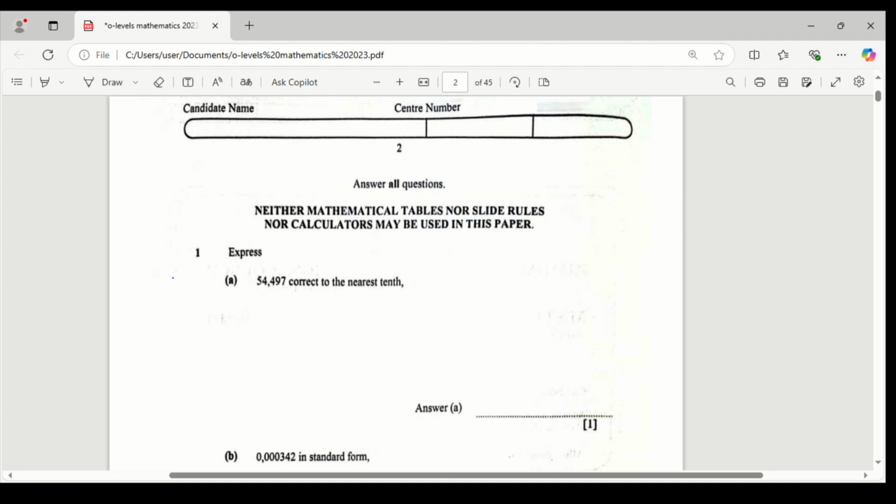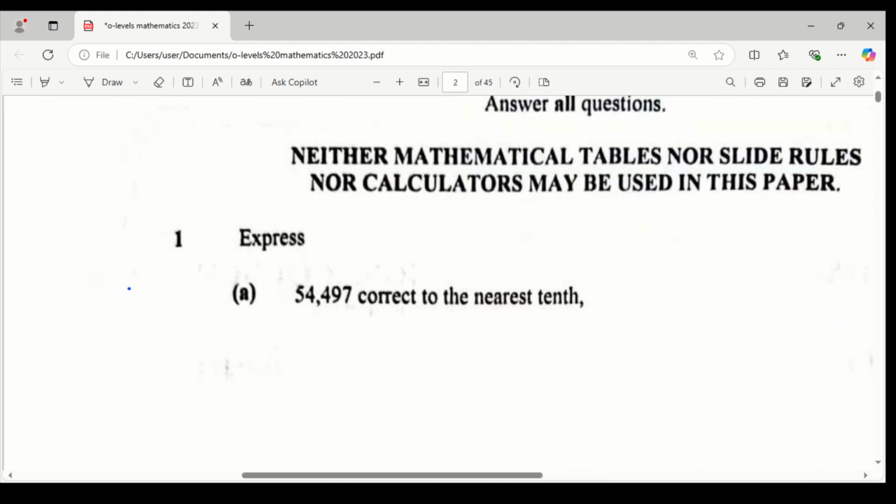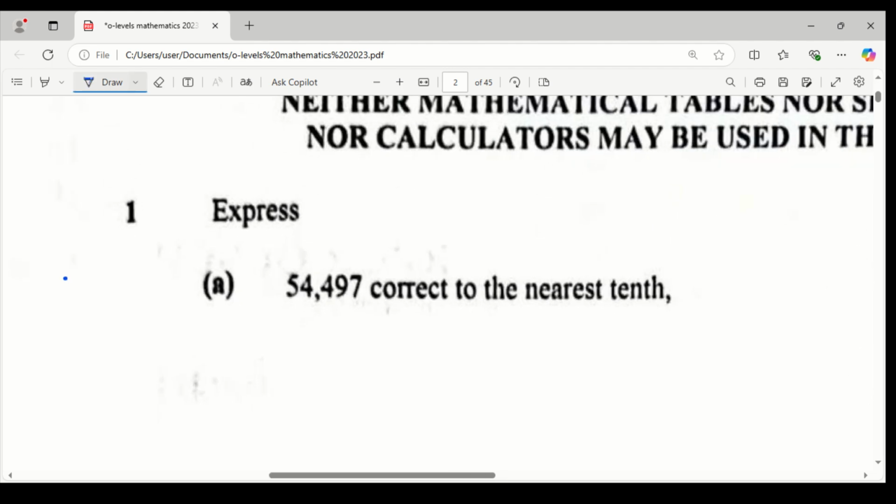So number 1, it is saying express 54,497 to the nearest tenth. So the first thing that you're supposed to do is to identify or put the units. So this 7 represents thousandth, and that 9 represents hundredth, and the 4 represents tenth. So in order to write that number to the nearest tenth, you look on the hundredth, which is 9.